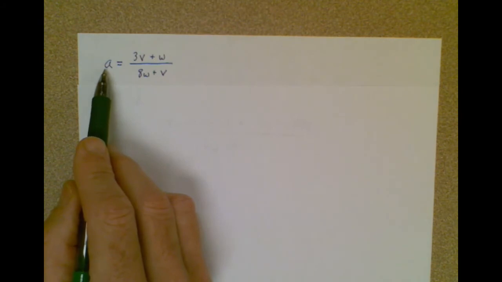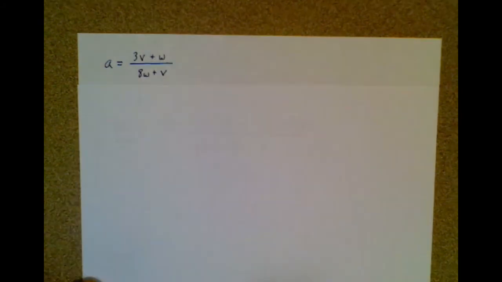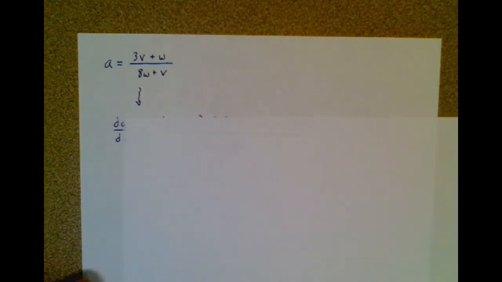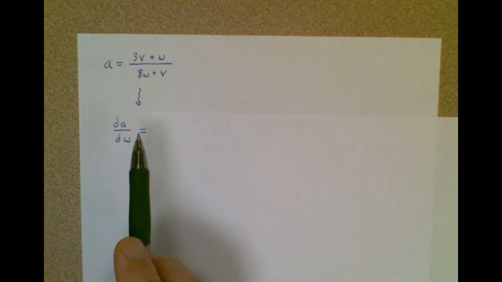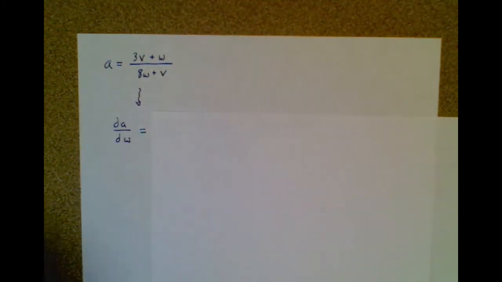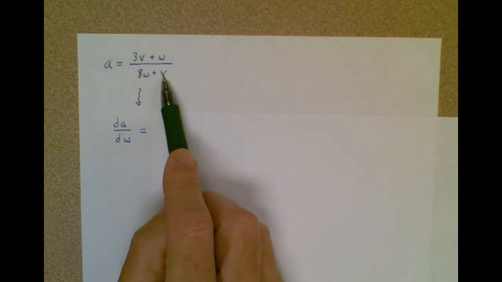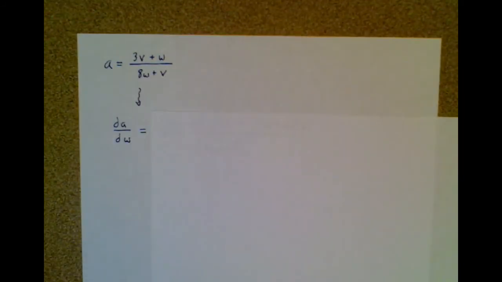So this is equation A, and right now I don't know which letter I'm going to want to treat like a variable, but when I get this request, dA/dW, that tells me I'm going to treat W like a variable, which means V is going to be like a number. So for all intents and purposes, that V is, say, an 8, and this 3V is a 24. I just have to keep my mind thinking like that.